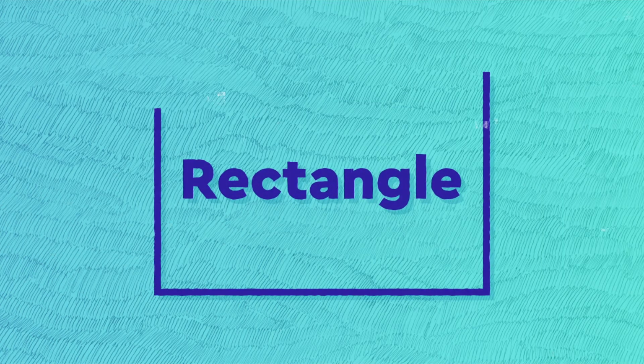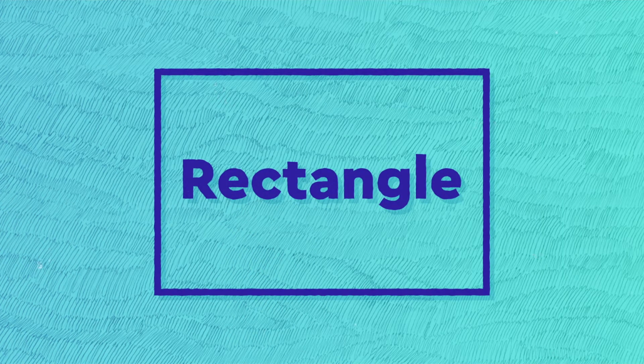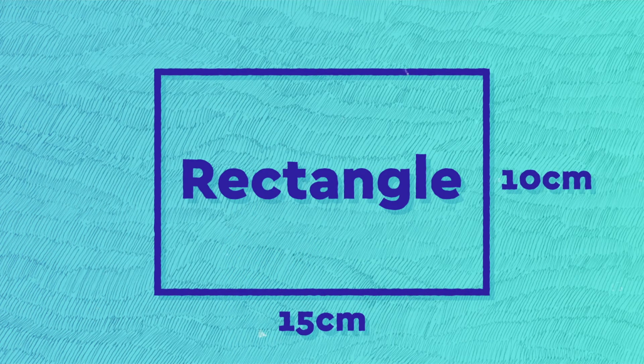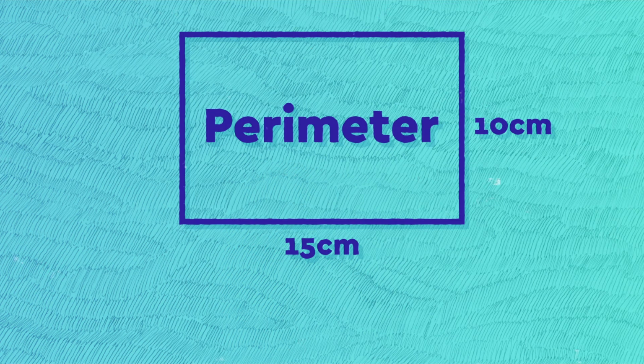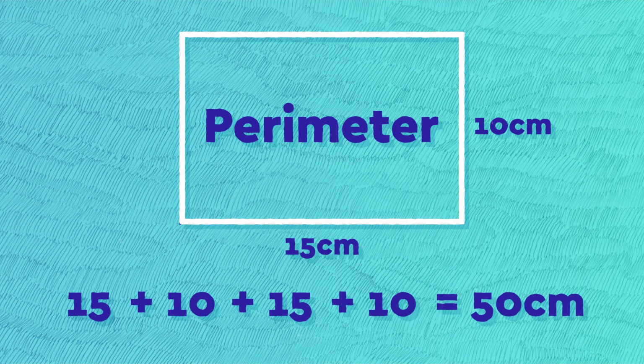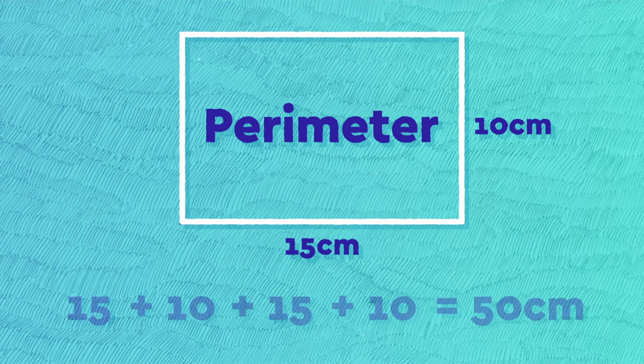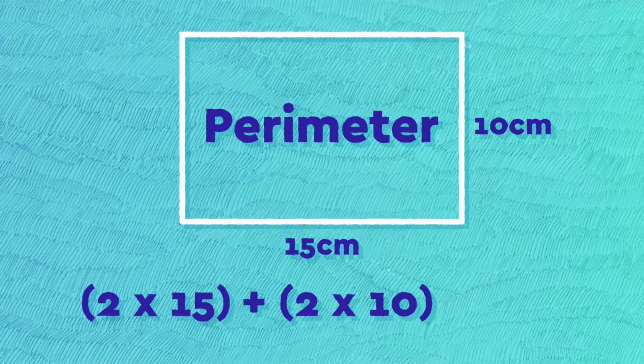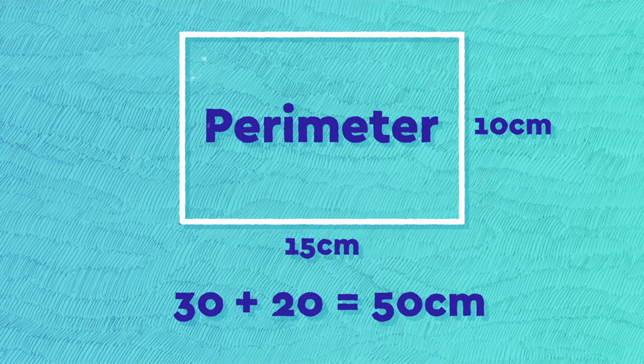Have a look at this rectangle. Its width is 15 centimetres and its height is 10. We can calculate the perimeter by adding 15, 10, 15 and 10 to get 50. Or we can add 2 times 15 and 2 times 10 to get 50 as well.